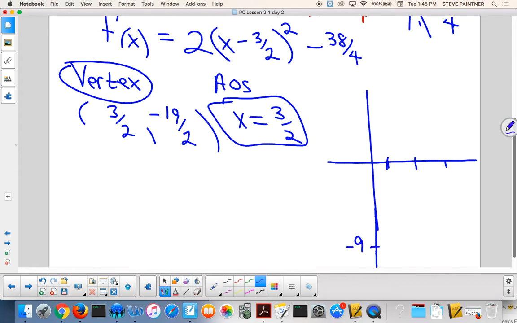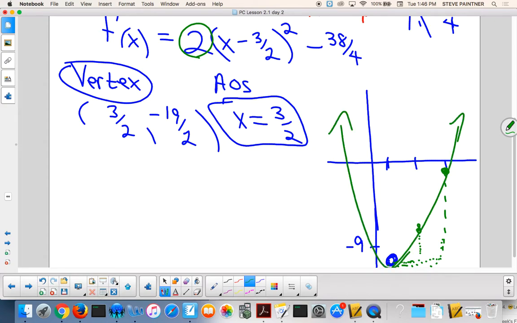Negative 9.5. Well, there's 1.5. There's negative 9.5. Okay? And then you have to think about the stretch factor. Is there a stretch factor? Right here. So it's 2. So you go over 1 and up twice as high. Over 2, you'd have to go up what? Don't go up 4. Go up 8. You'd be really close to the x-axis by now. There you go. With graph paper, that's much easier, I promise. Okay?